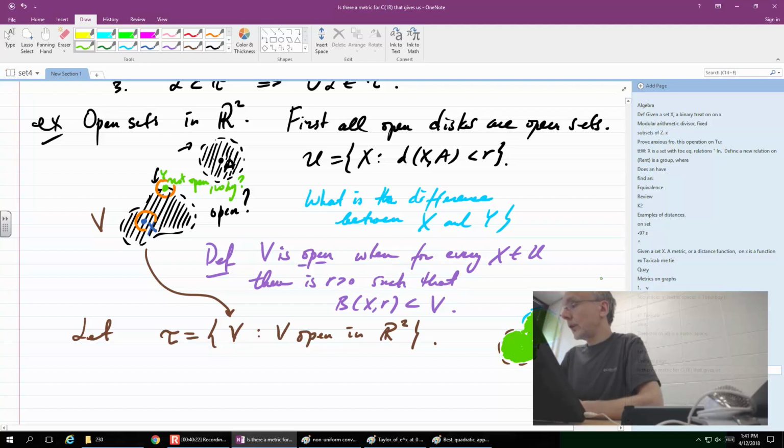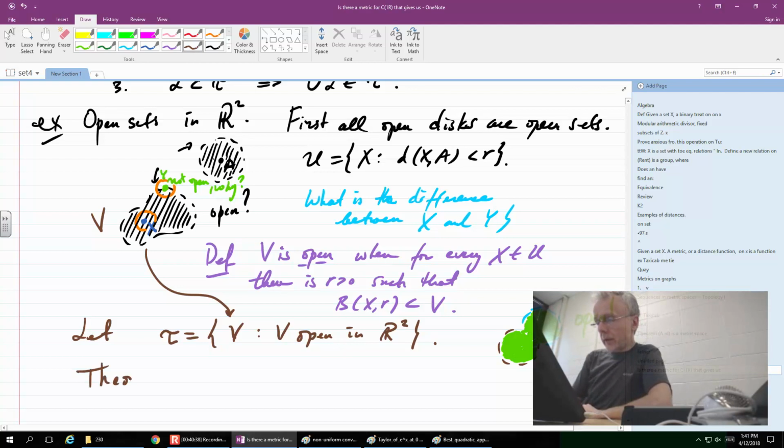Still open? Yeah, it is open, yes. Okay, so two open sets put together gives you still an open set. You can pretty much demonstrate that. It would take a theorem, by the way. Well, let's prove it. It's not really that bad.